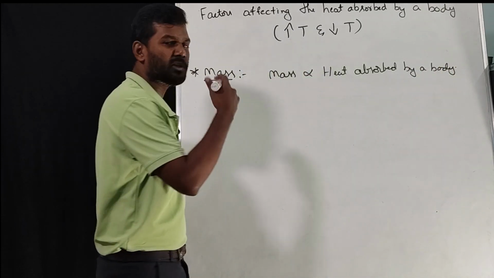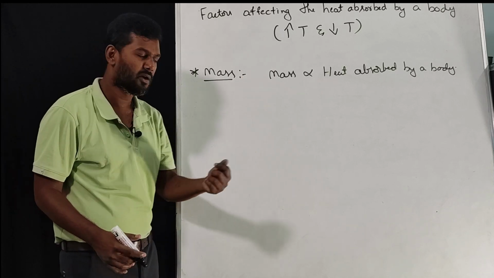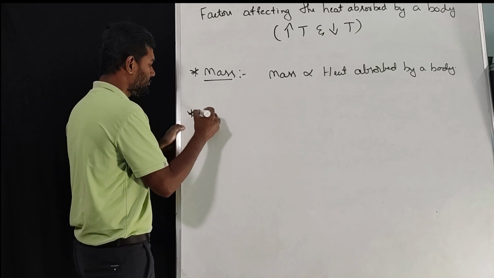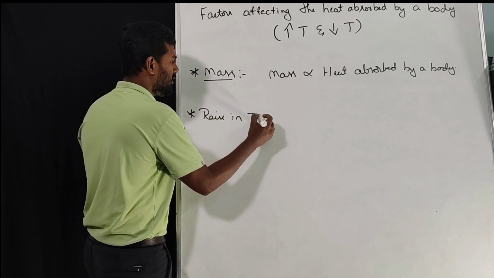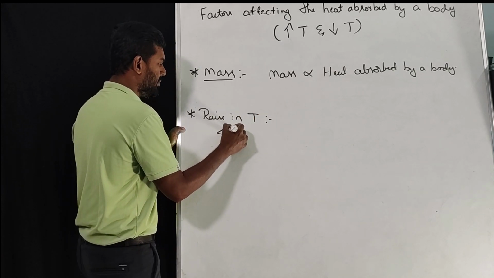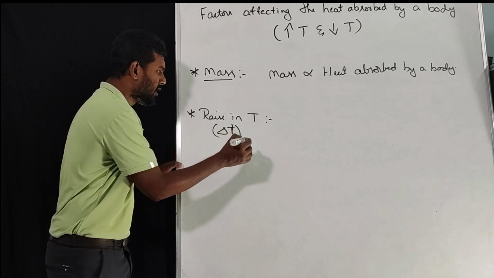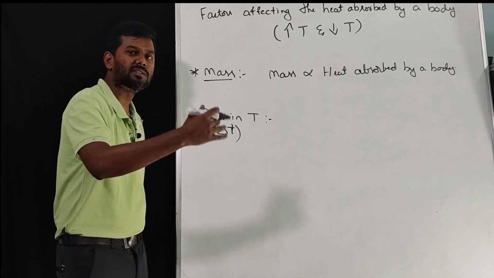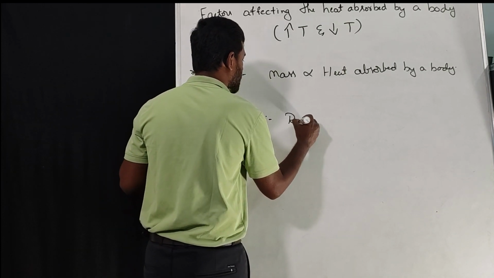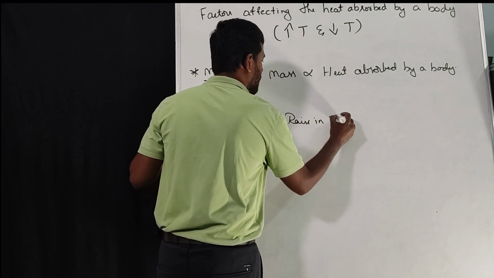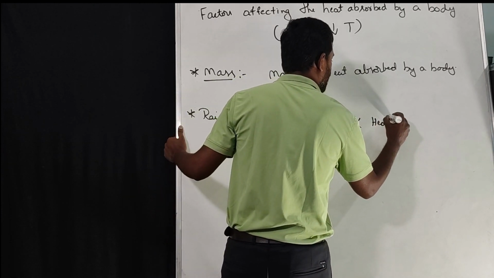That means the more the mass, the more heat energy it will absorb. This is one of the factors. Next, rise in temperature. Rise in temperature is nothing but delta T. Delta T is nothing but rise in temperature. So how much rise in temperature? This is also directly proportional. Rise in temperature is directly proportional to heat absorbed by a body.